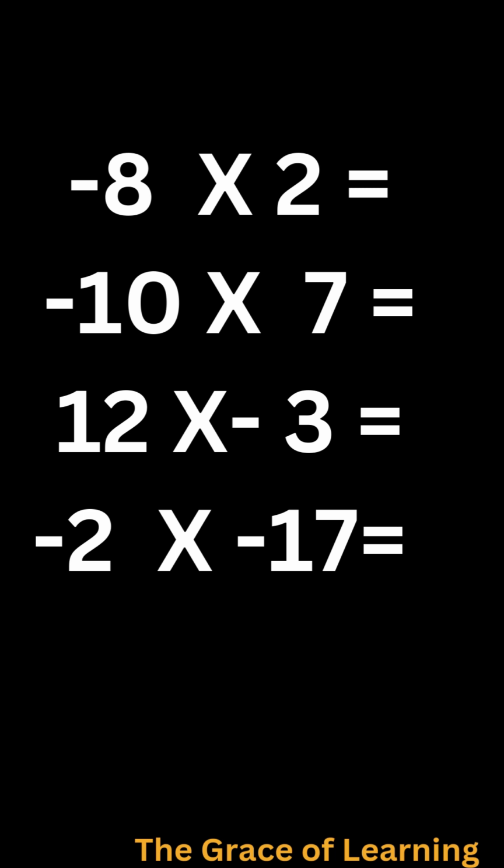Pause the video, practice these problems, and then play it and see if you got it right. Comment below if you did. Numbers 2, 7 and 12 do not have a sign in front of them. That means they are positive.